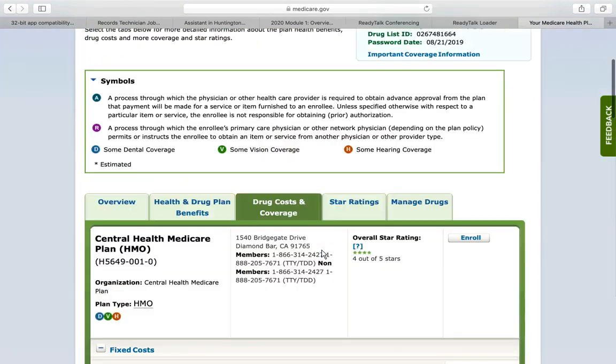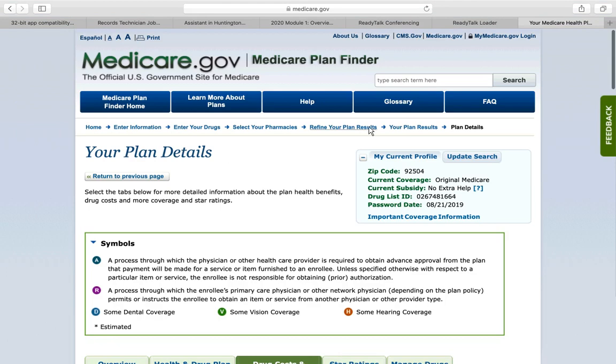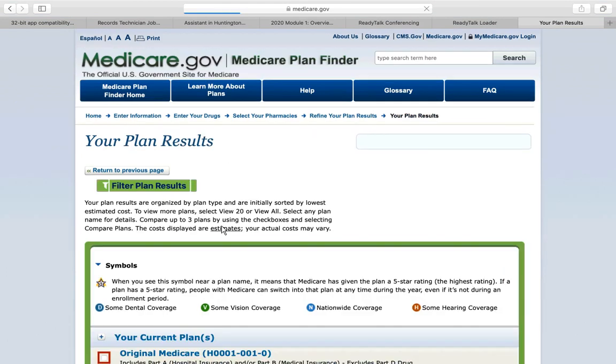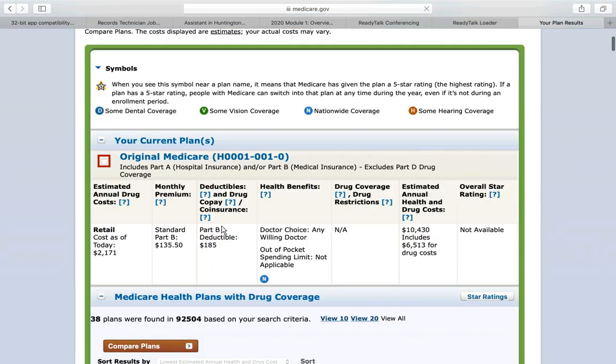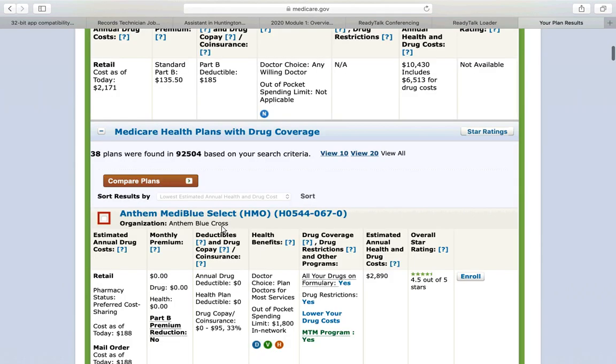So let's take a look and see how Anthem MediBlue Select covers it, because I know that Anthem MediBlue Select is another plan at the Riverside Medical Clinic. So let's take a look and see what they do for us.